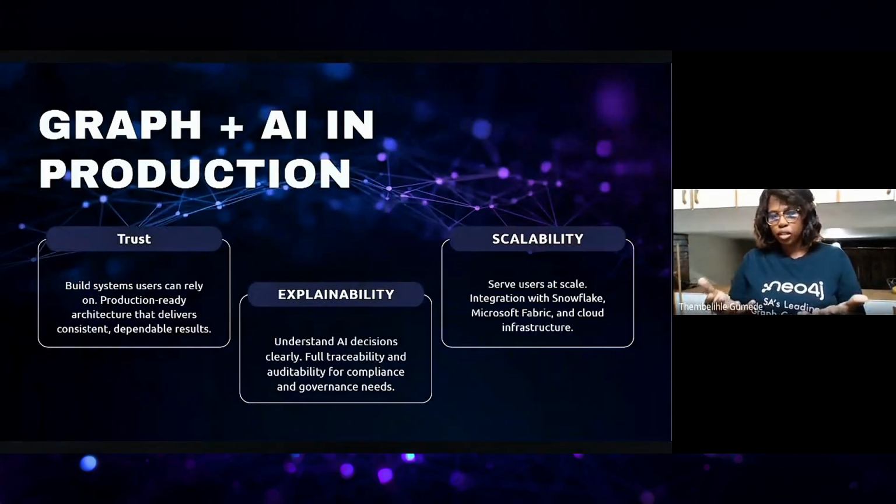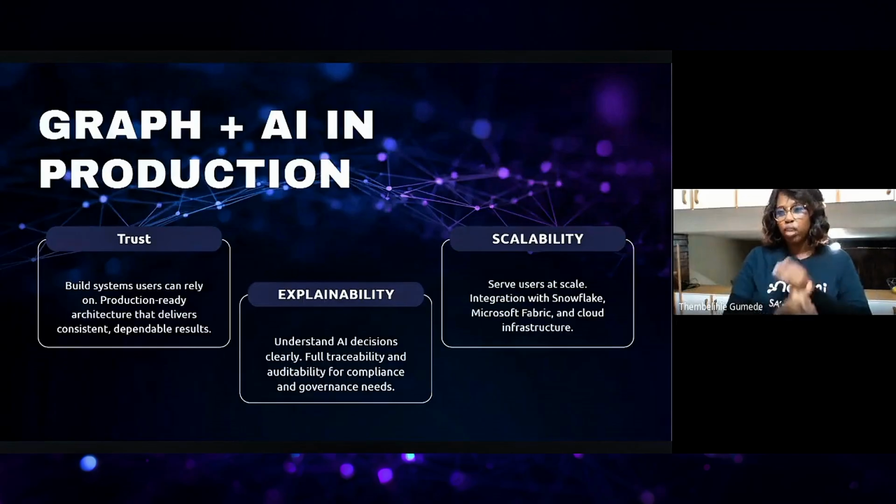And why would enterprises use this architecture right now? Why would they use Neo4j? Because we are moving to an age where, with AI, you need to trust the AI that you're putting out there. So build systems that users can rely on, right? And then explainability is the most important factor because it touches your governance and also your compliance, which is what the world governments are working on.